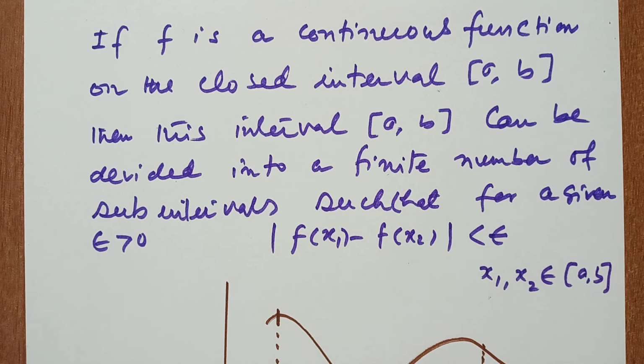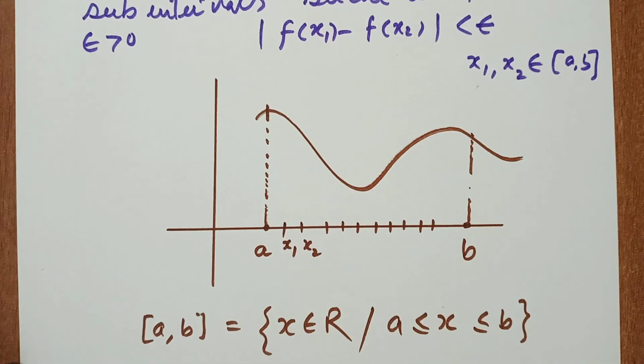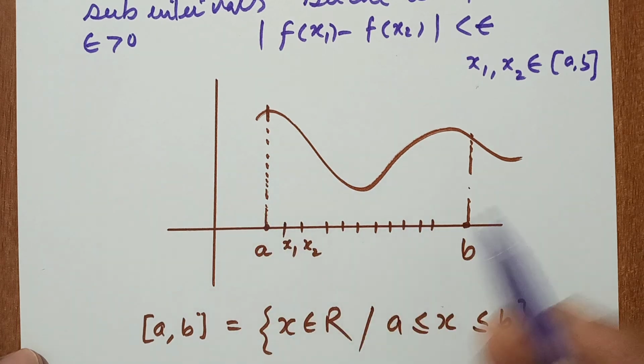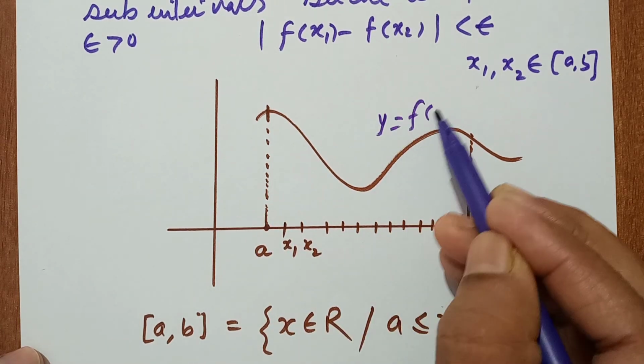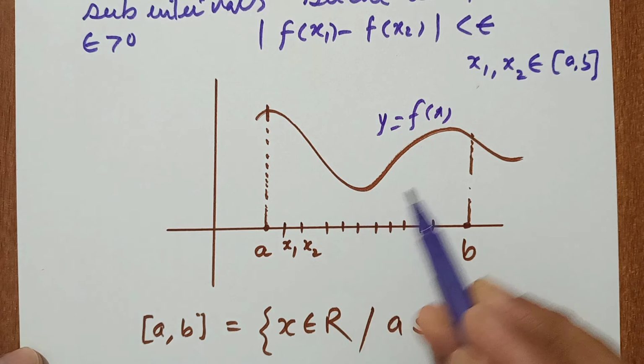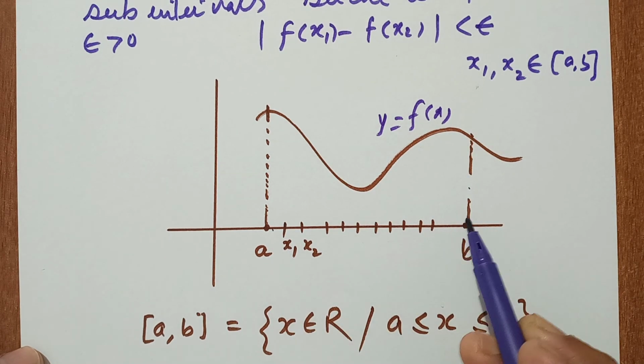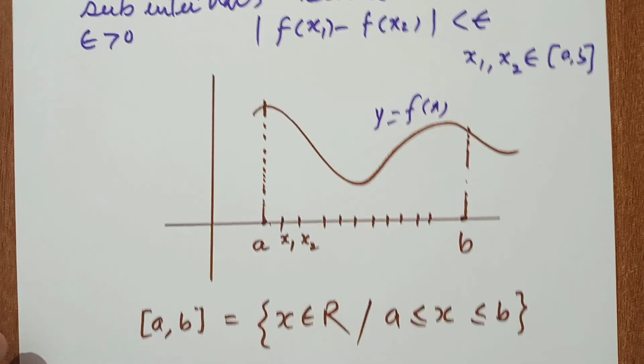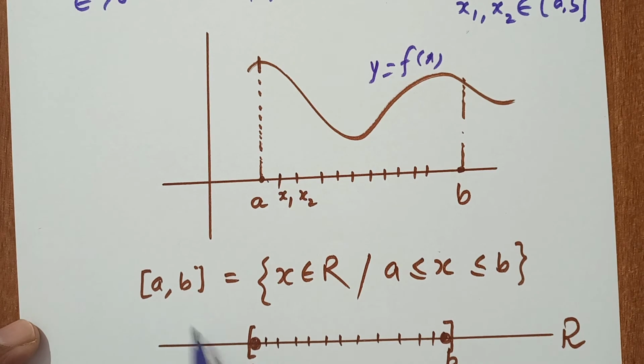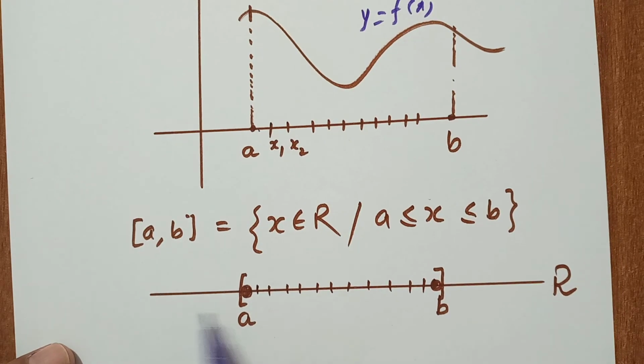So it means, let this be the function y = f(x). This function is continuous on the closed interval [a, b]. What is a closed interval? In a closed interval, the endpoints are included. This is the real line, a and b belong to R. So this is a closed interval.